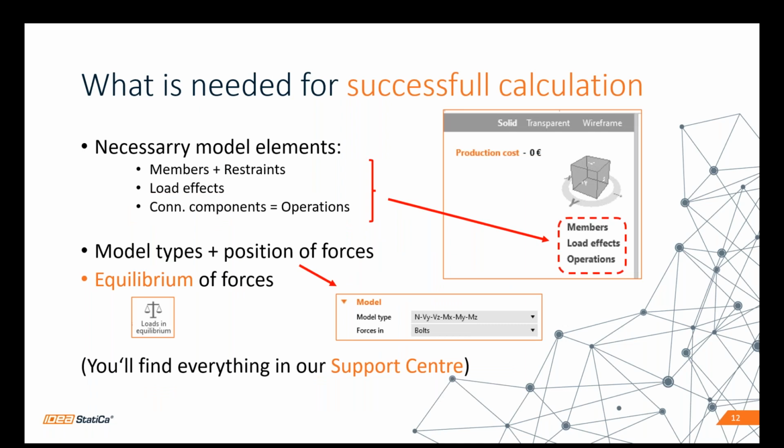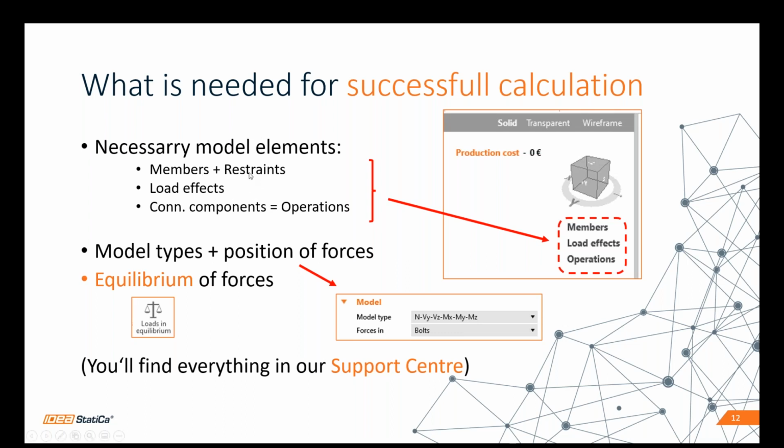And what's necessary for successful calculation? Similar to other analysis applications, we need these three model elements to be there. So we can check it in our application under this list: members, load effects, and operations. So if these three parts are filled, we are on a quite good way to be successful with calculations. So with the members, I mean all the beams and columns and diagonal bracings which we need to embed into one joint.